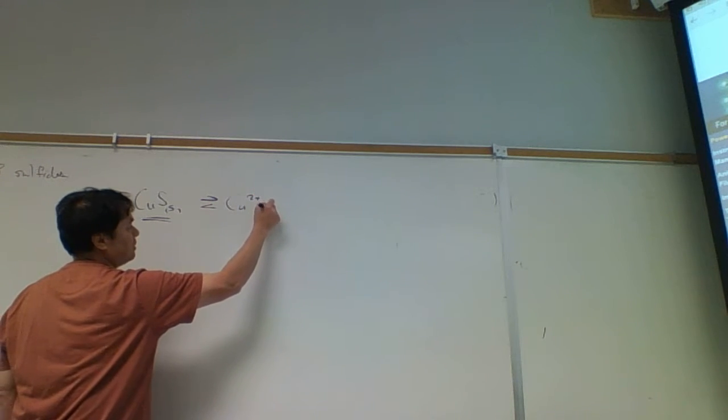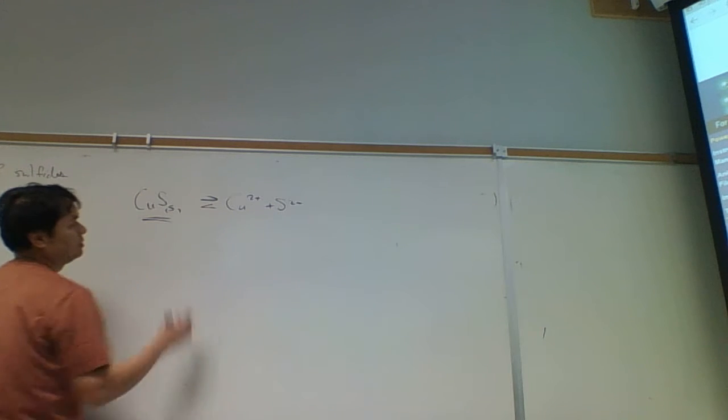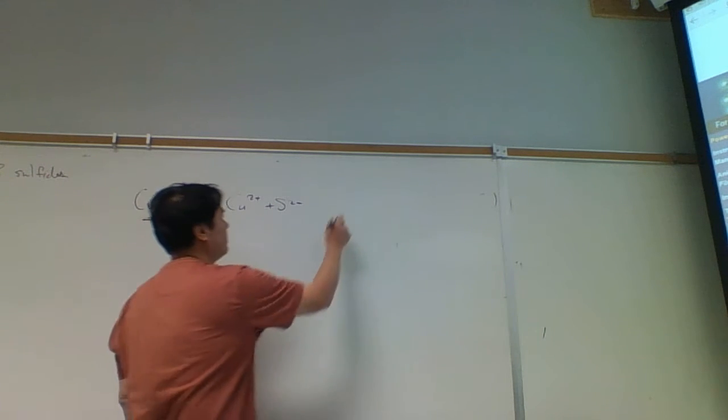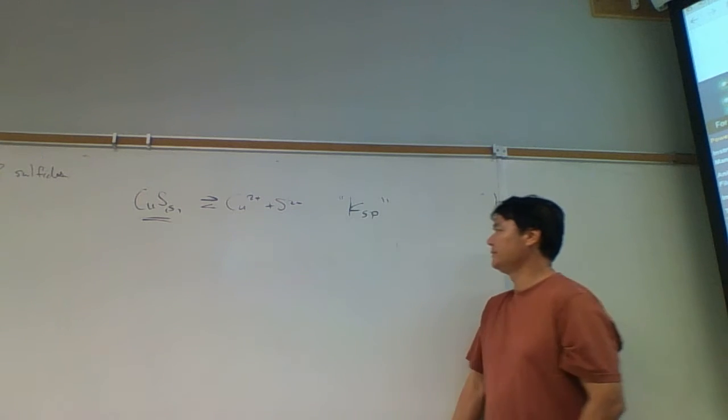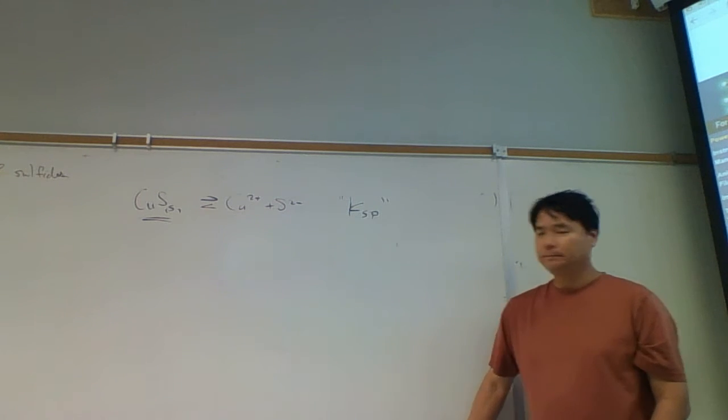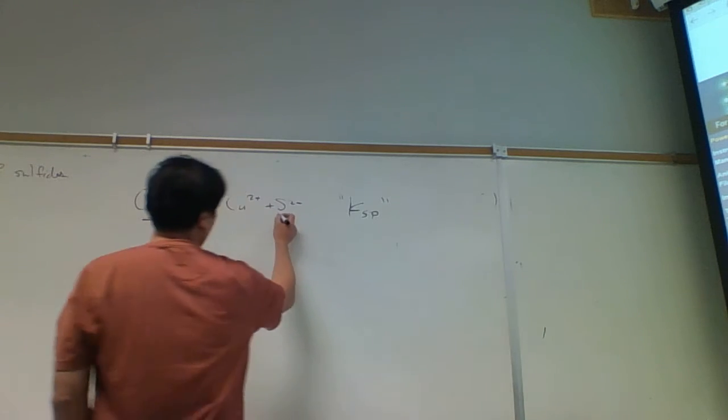If we do the KSP equation for copper 2 sulfide, it should look like this. You know, this is what we expect for the KSP. It turns out that this is not what we get for the KSP. What we get is something totally different, and that's because of sulfide.